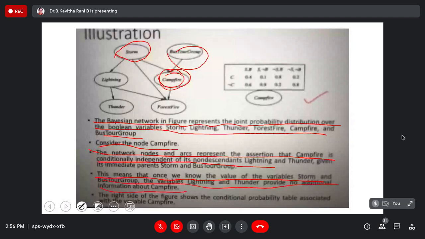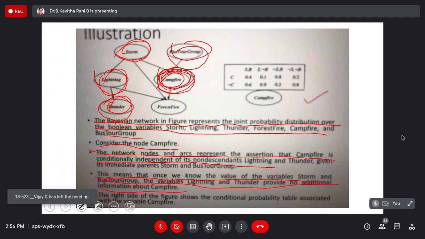So what it is, we know the value of storm here and we know the value of Bus tour group. Then we can assess the impact on the campfire. But lightning and thunder do not give any information about the campfire. Why? Because campfire is conditionally independent of lightning and thunder. Okay. So on the right hand side, you can see one table here.